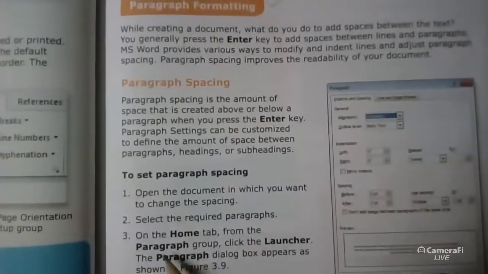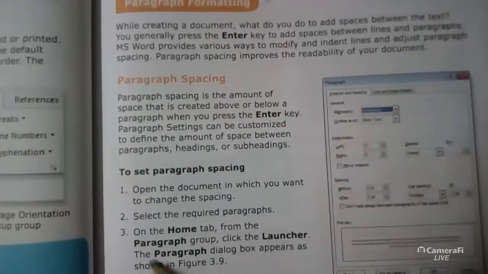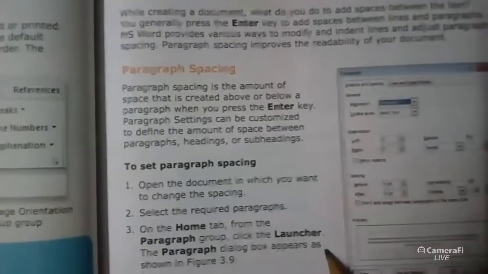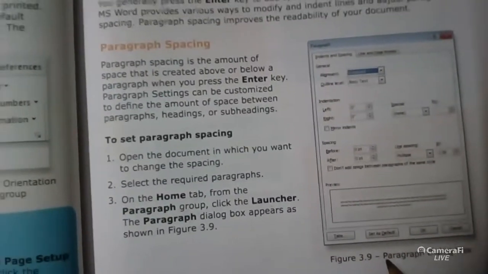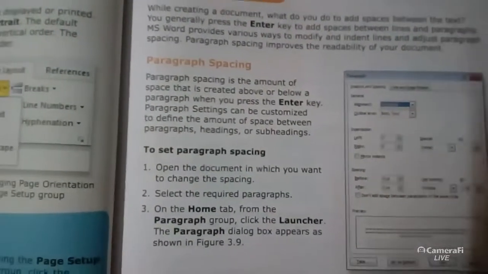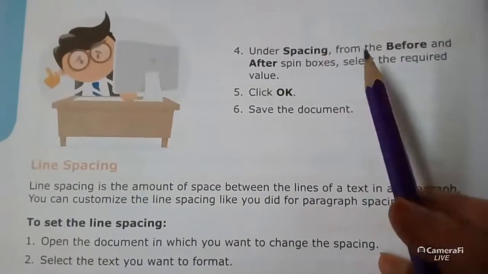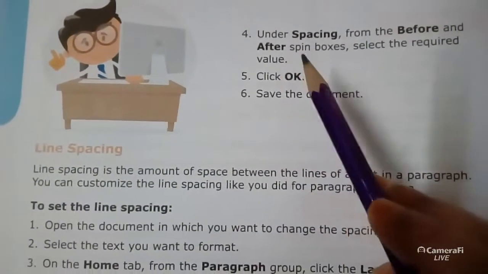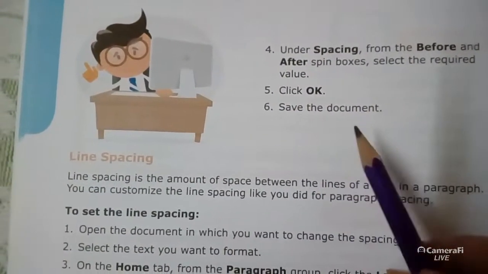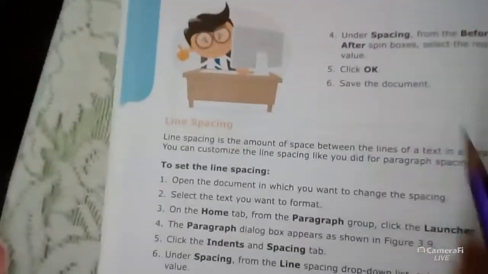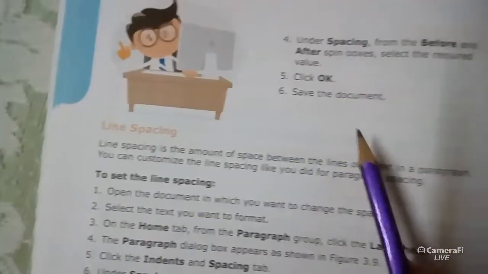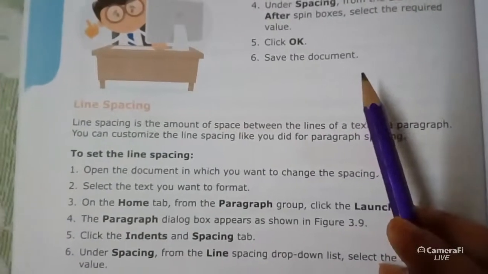On the Home tab, from the Paragraph group, click the launcher. The Paragraph dialog box appears as shown in figure 3.1. This is the Paragraph dialog box. Under Spacing, from the Before and After spin boxes I showed just now, select the required value, click OK, and save the document. And in this way you can adjust the paragraph spacing.